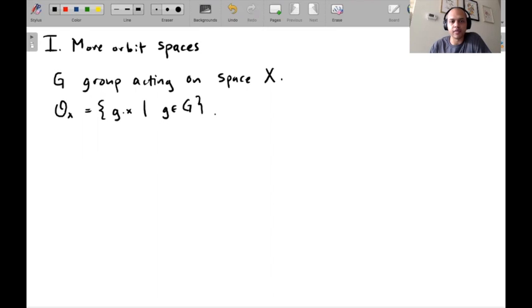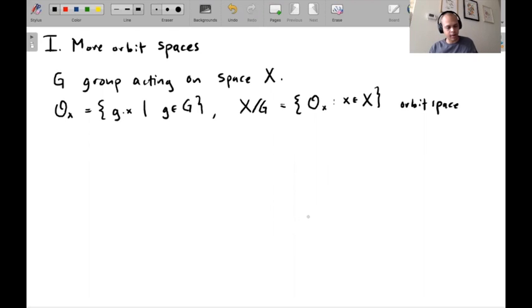And we have X mod G, which denotes the collection of orbits. So together these give a partition of X. This is called the orbit space. We view it as a space with the quotient topology. Okay, so like I said, the main thing is going to be to look at several examples of this.